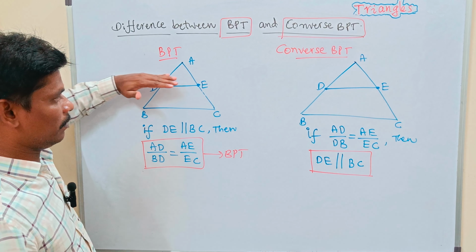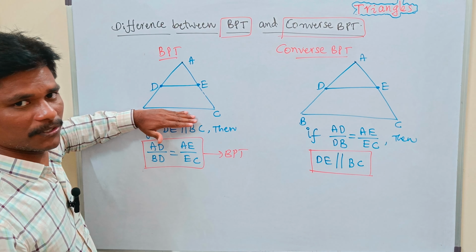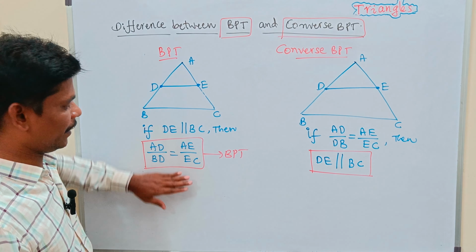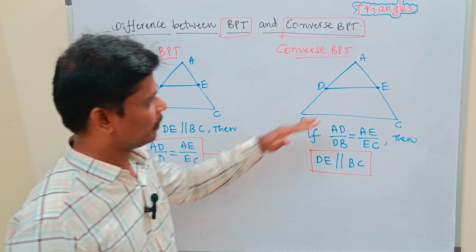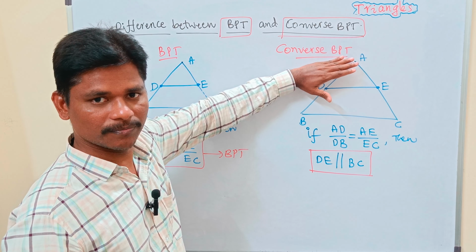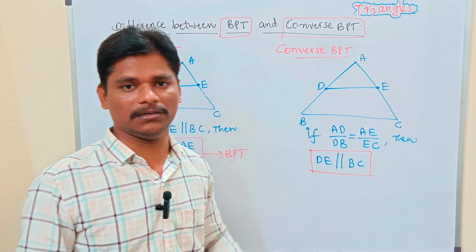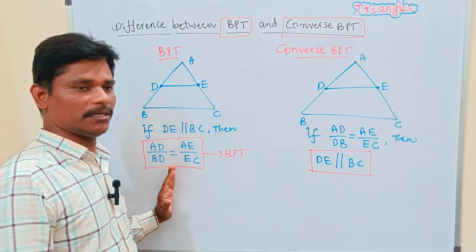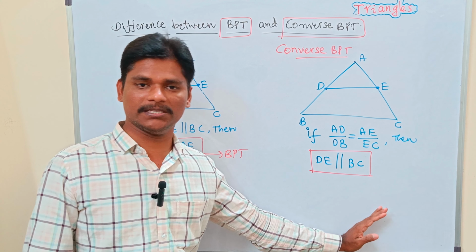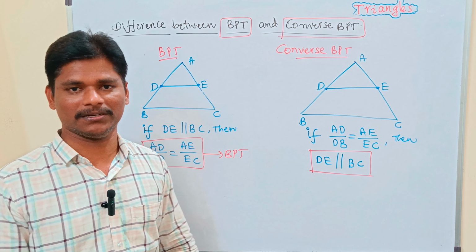So here, when DE is parallel to the opposite side, the ratios are equal. Here, if the ratios are equal, you have to prove that the lines are parallel. This is the basic proportionality theorem statement. This is the converse basic proportionality theorem statement.